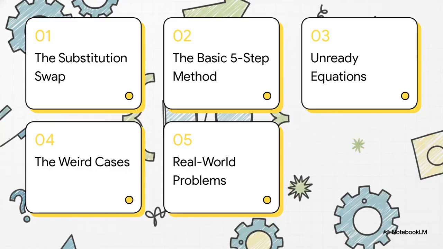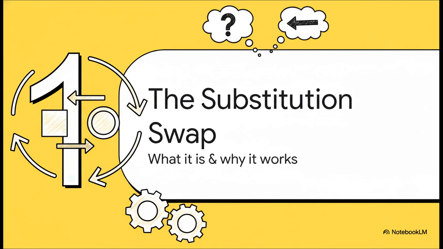So here's our game plan for today. First, we're going to get the main idea down, what I'm calling the substitution swap. Then, we'll walk through the basic 5-step method together. After that, we'll see what to do when the equations aren't, well, quite ready for us. We'll even look at a couple of weird cases, and then, the best part, we'll see how this all works in real life. All right, first up, before we even think about solving anything, we have to get our heads around the big idea here.